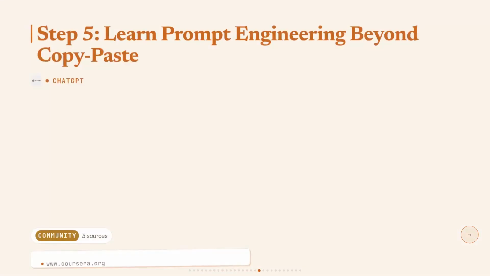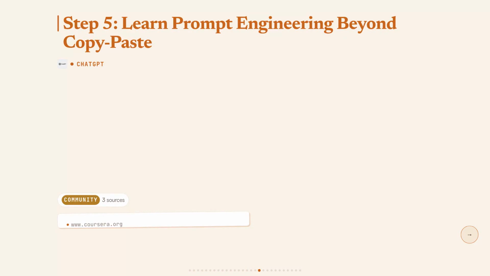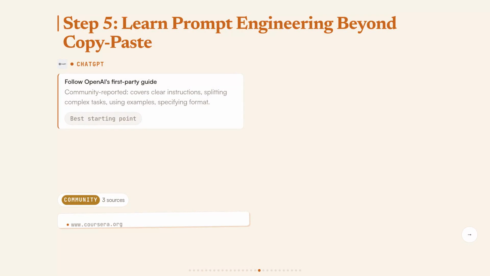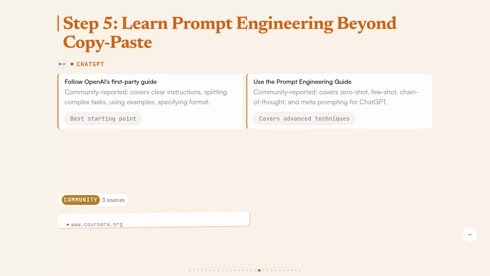people have never tried. So the best starting point is OpenAI's own first-party guide. It covers clear instructions, splitting complex tasks, using examples, and specifying format. And it's free. The catch I didn't expect is that the guide is pretty API-centric, so some of the patterns don't transfer directly to the chat app, and you have to adapt them.